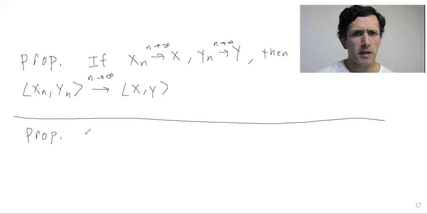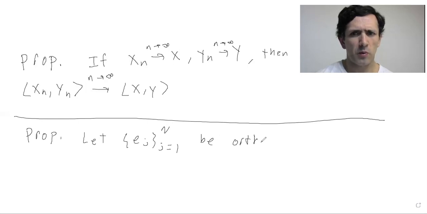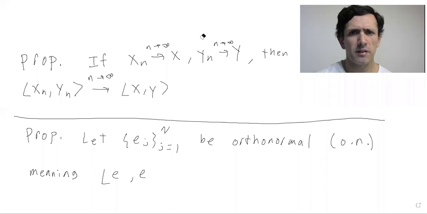So let's say we have a Hilbert space, and let's say we have an orthonormal sequence, or for short, ON. So what does this mean? Well, you all probably know what this means. The inner product of e_i and e_j is going to be delta_ij, which is 1 if i equals j, and 0 otherwise.